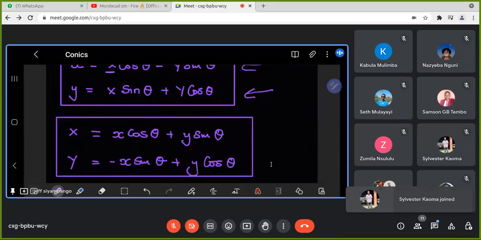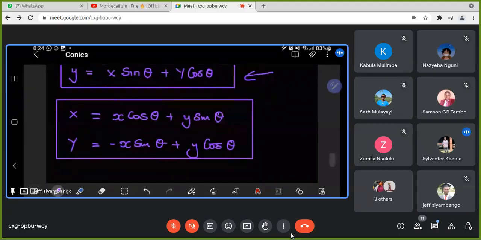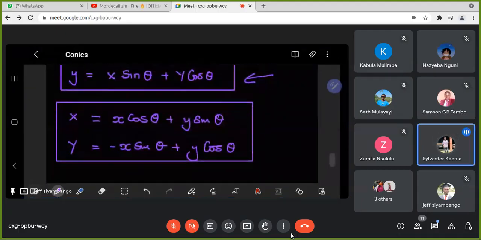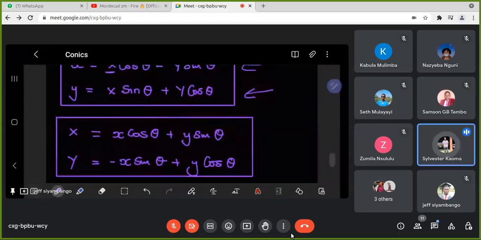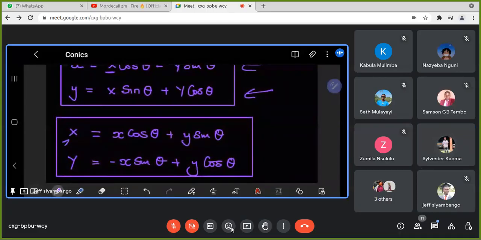Okay, any questions here? Okay, looks like we're done. x and y, the rotated axis or the normal axis? This is for the rotated x-axis, and y.